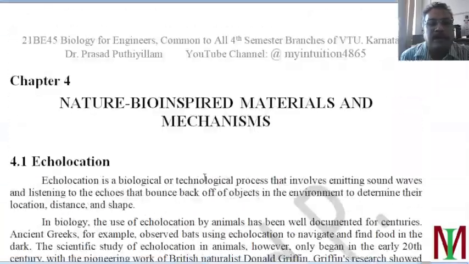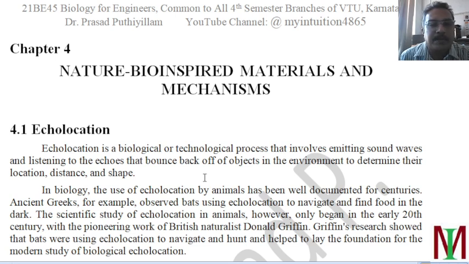Module 4 topic 1: how we are inspired from nature or biosystems, their mechanisms and materials. One of those is echolocation. Hope you have understood this.